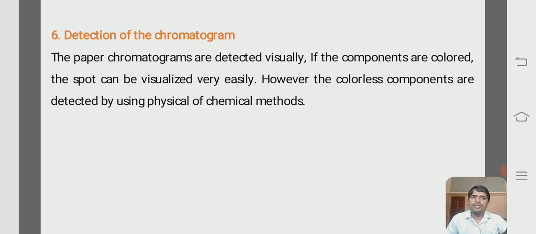Next step is detection of the chromatogram. The paper chromatograms are detected visually. We can visually detect them. If the components are colored, the spots can be visualized very easily. However, the colorless components are detected by using other techniques, that is, physical or chemical methods.